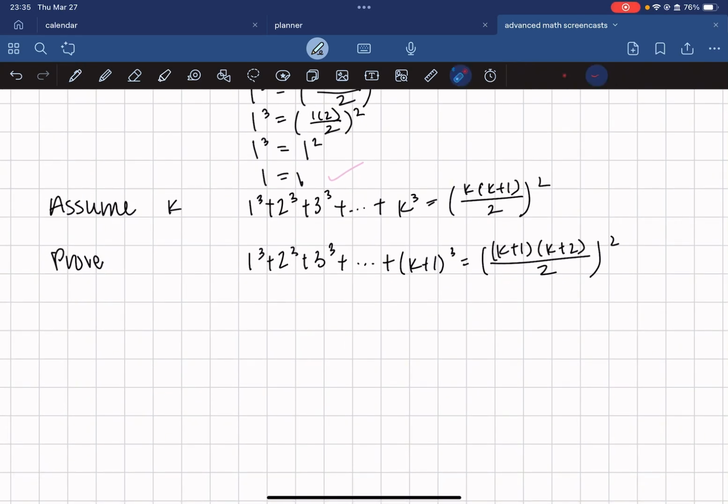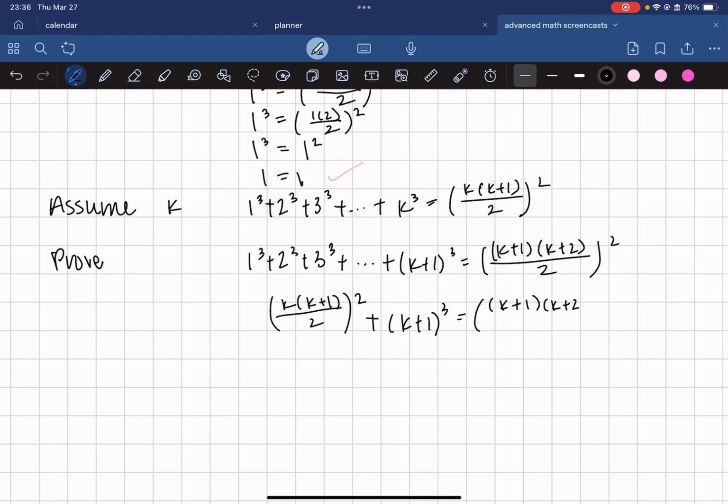So we know that before k plus 1 comes k, and we already assume this equation is true. So any amount of numbers leading up to this is k amount of numbers, which means we can plug this in right here. So we're going to say k times k plus 1 over 2 squared plus k plus 1 cubed is equal to k plus 1 times k plus 2 over 2 squared.